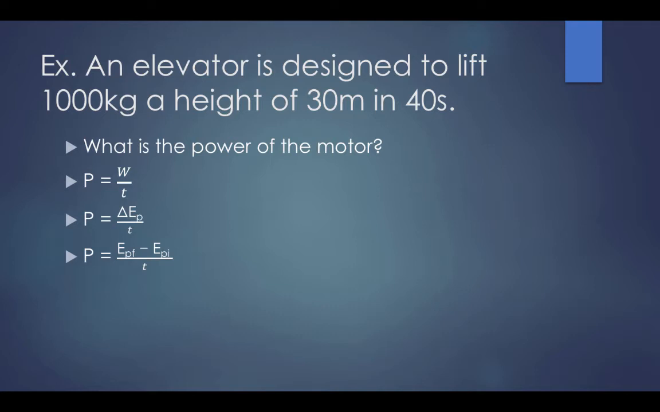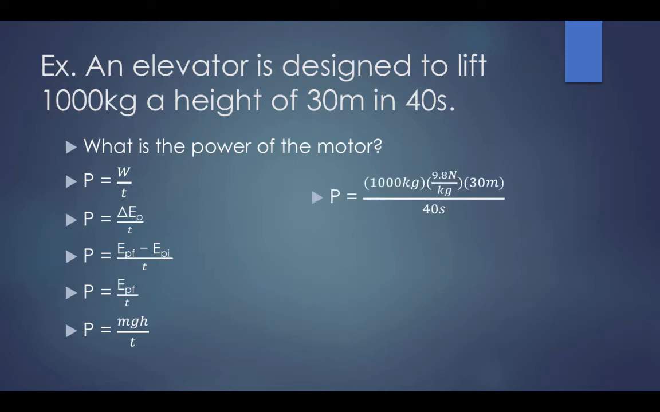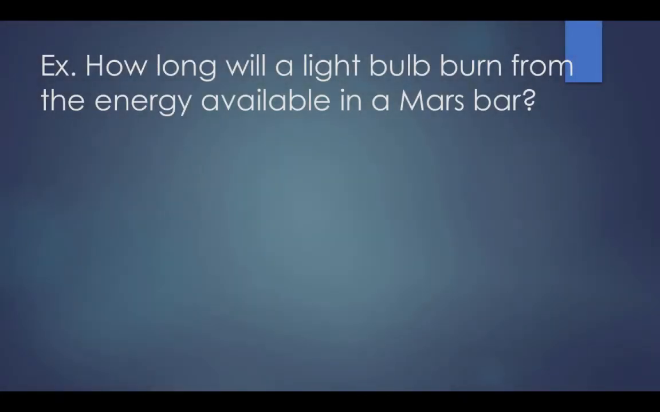In this case, the initial potential energy will be 0, since the object starts on the ground. This makes power equal to final potential energy divided by time. The formula for potential energy is mgh. Subbing our values, we have 1,000 times 9.8 times 30 divided by 40. Notice how the units cancel out, leaving power as 7,350 Newton meters per second, or 7,350 joules per second, or simply 7,350 watts.